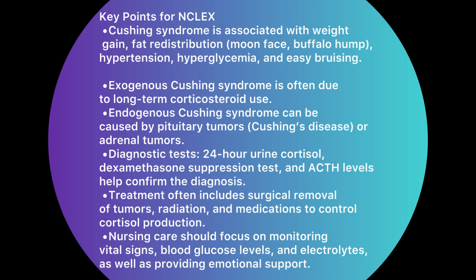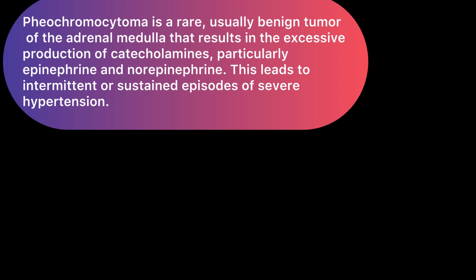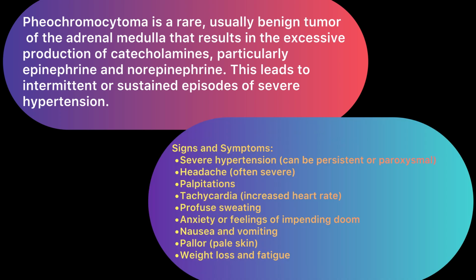You must know these things if you are going for NCLEX. Okay, now the next topic is pheochromocytoma. Usually on this topic, the main things to remember are the definition, what happens in this condition, and nursing management. Actually, it is a rare condition, usually a benign tumor of the adrenal medulla that results in the excess production of catecholamine, particularly epinephrine and norepinephrine.